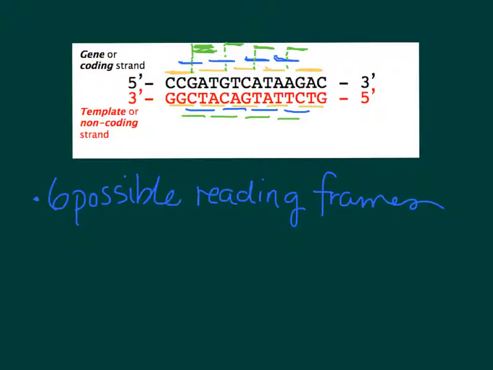It's possible to have so many reading frames or so many potential ways to read DNA because remember, our start codon is AUG, but AUG doesn't always indicate the beginning of the gene. Sometimes AUG is in there because it's coding for the amino acid methionine. So we can't interpret every AUG that we find as the beginning of a new gene. We would have too many potential genes in the genome.